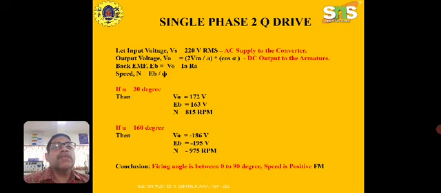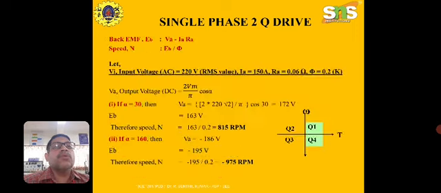See, the firing angle is between 0 to 90 and the speed is positive, it is forward motoring. The firing angle is between 90 to 180 degrees, speed is negative, it is reverse motoring. You mean two quadrant operation.